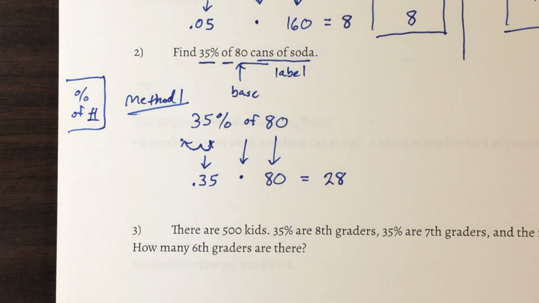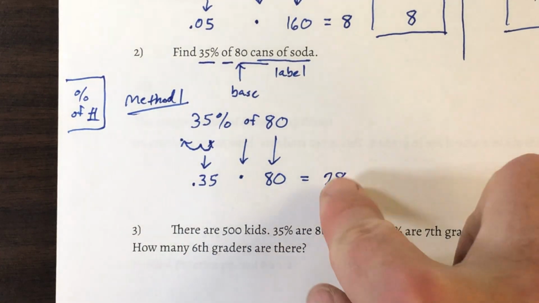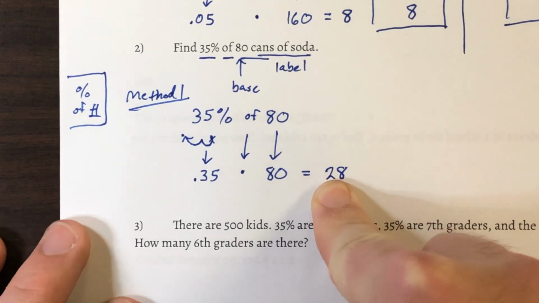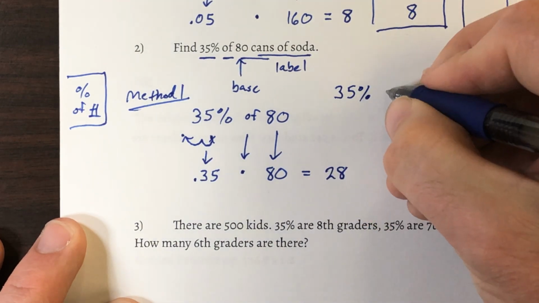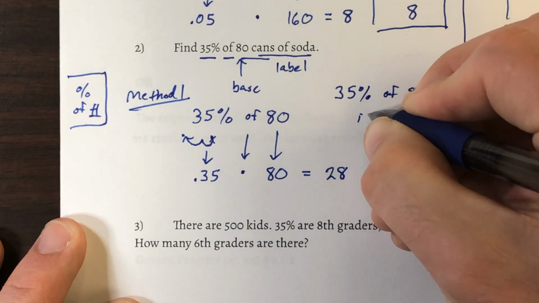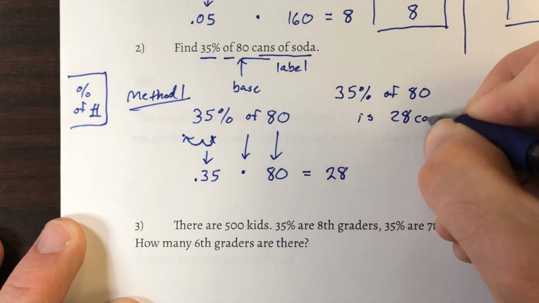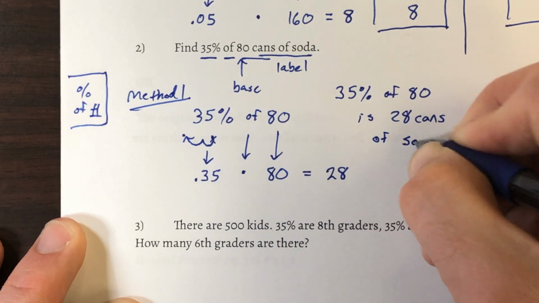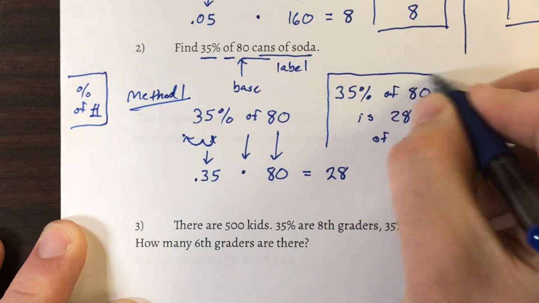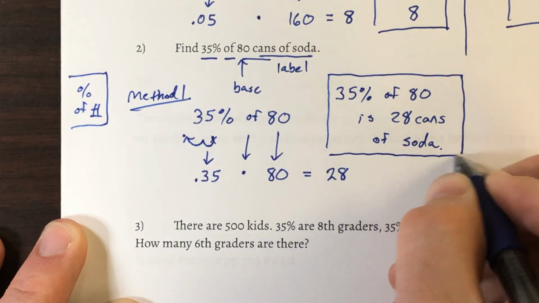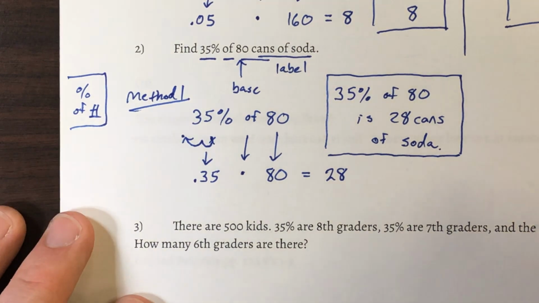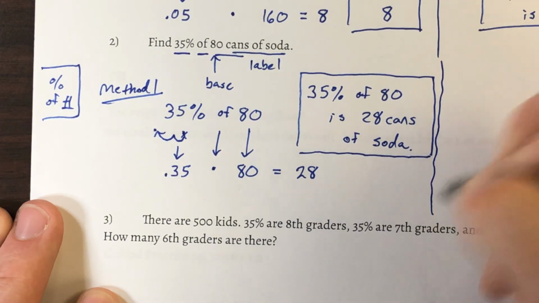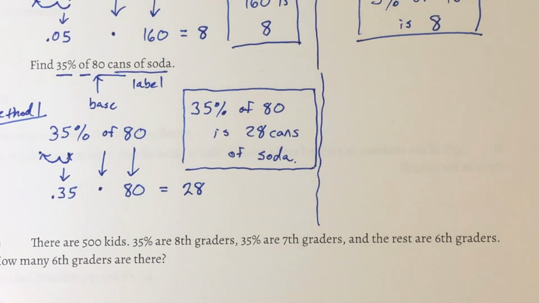So this one has a label. So if your friend says, I want 35% of all of your soda, what are you going to give him? Well, you're going to give him 28 cans of soda. And you're not really happy about that. And you're like, why did I agree? All right, so 35% of 80 is 28 cans of soda. Always include your labels, otherwise you don't know what you're talking about. For all we know, you could be talking about 35% of 80 unicorns, but unicorns don't exist, so you can't really have 35% of them. All right, let's do that another way. Method 2.